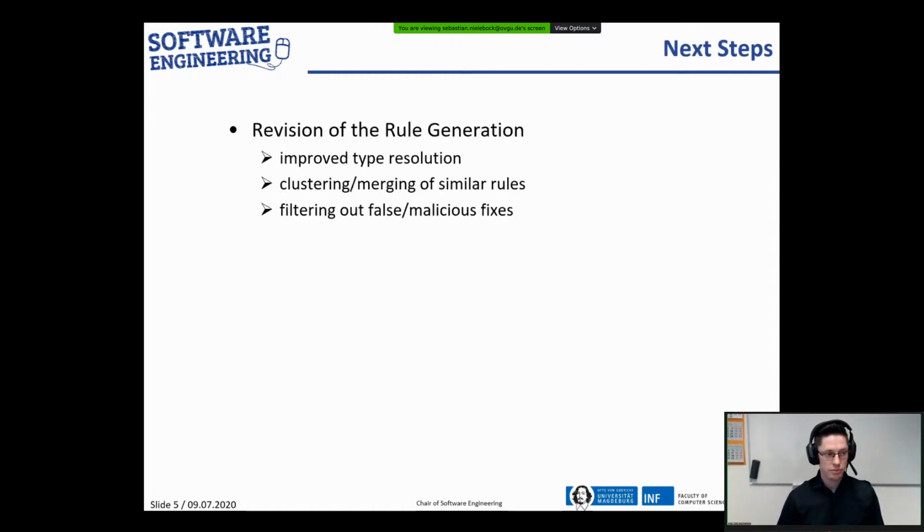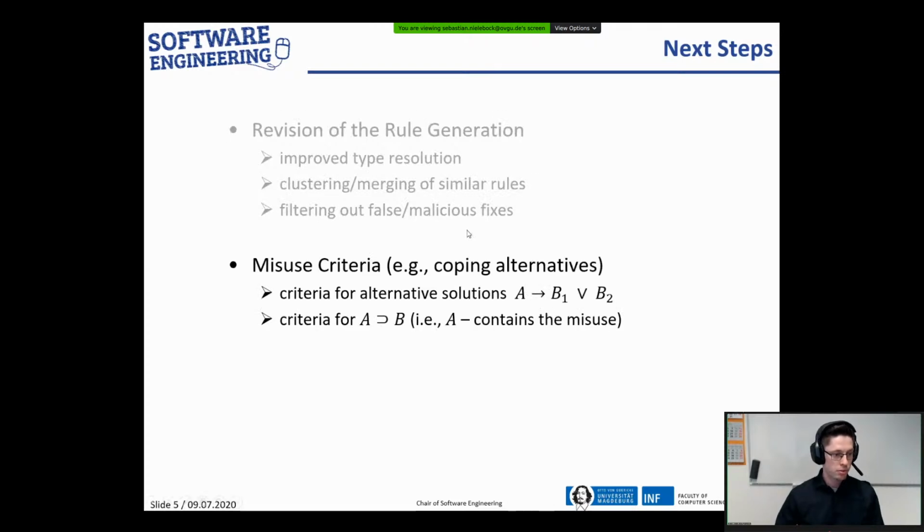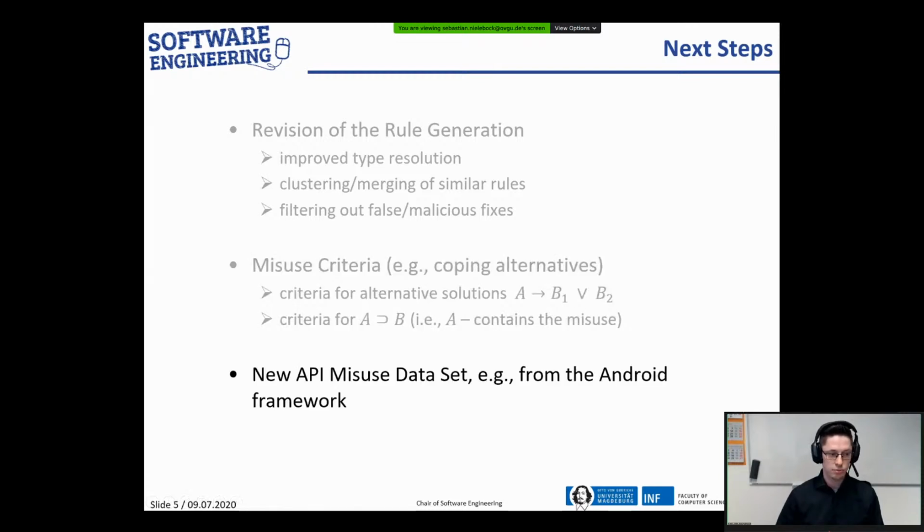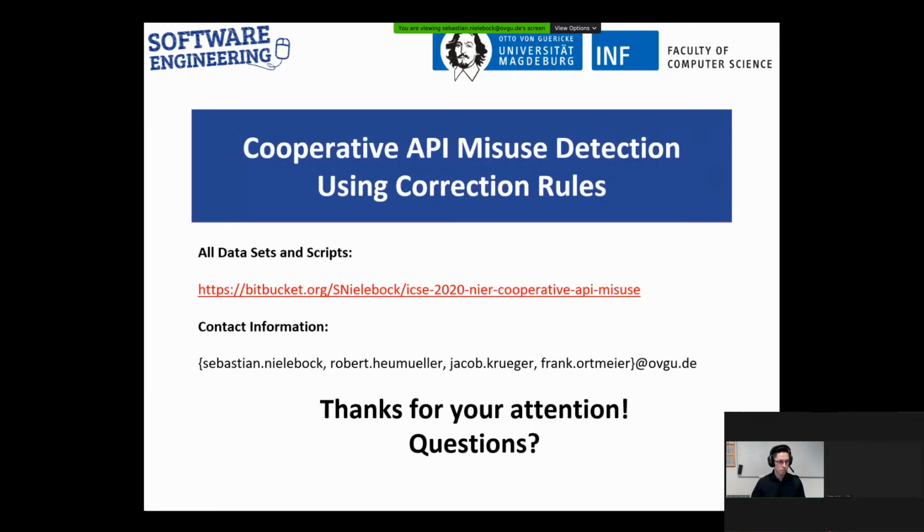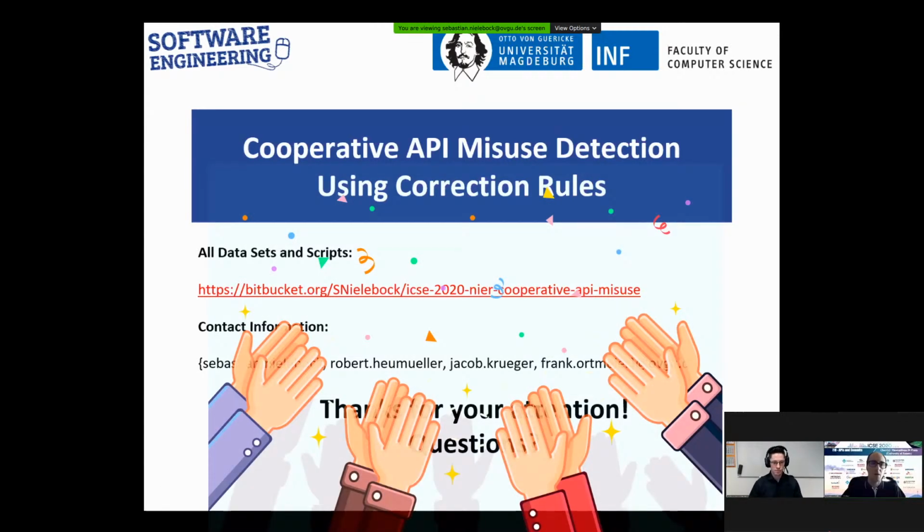Therefore, we have identified some problems. For example, we have to revise our rule generation with an improved type resolution because this causes many invalid rules. We also need different misuse criteria, for example, to cope with alternatives, and we need a bigger data set for API misuse, for example, from the Android framework. This finishes my talk. All our data sets and scripts are available on Bitbucket, and now I'm happy to take your questions.